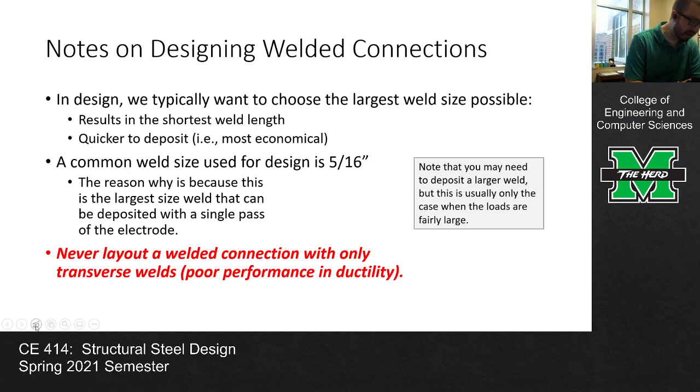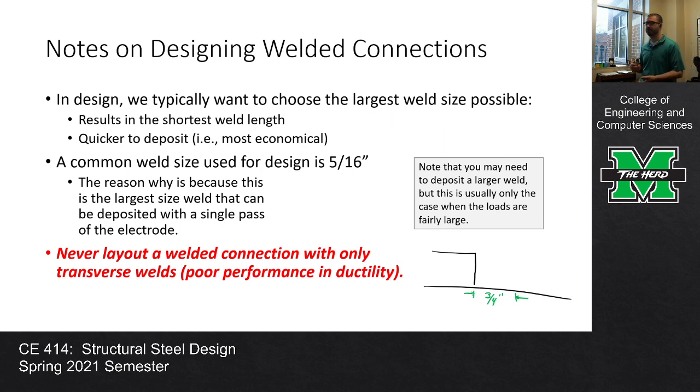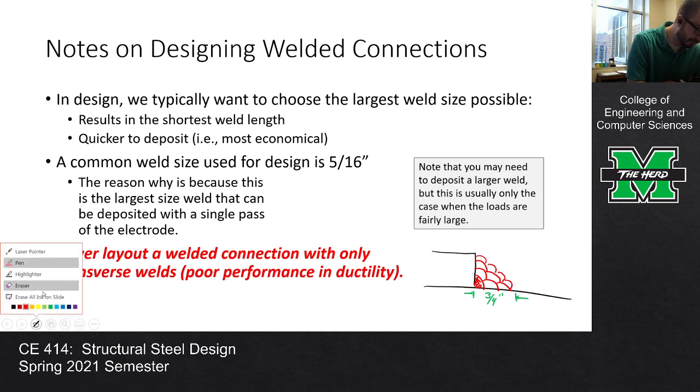So for instance, let's say you have a plate and you're trying to deposit a fillet weld that's, I don't know, 3/4 of an inch. That's a big fillet weld. That's really big. The way that works is you're going to place that weld in a series of passes, and you're going to build up that weld until you get to 3/4 of an inch. So you might place that first bead like this, and then another bead on top of that, and another, and another, and so on and so forth.